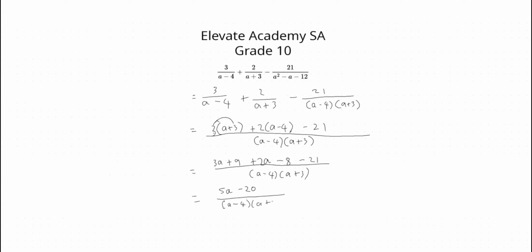And now we have to ask ourselves one more question. Can we factorize this? And the answer is yes, because there's a common factor on the top. We have 5 that will go into 5, and 20 can also be divided by 5. And we're just going to let that equal 5 as a common factor into a minus 4.